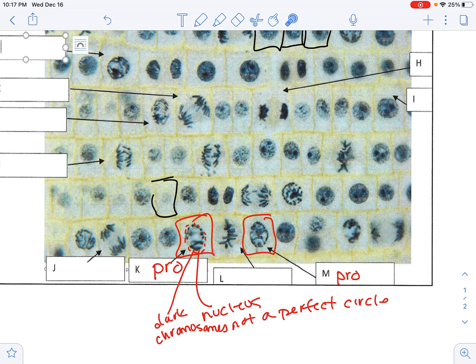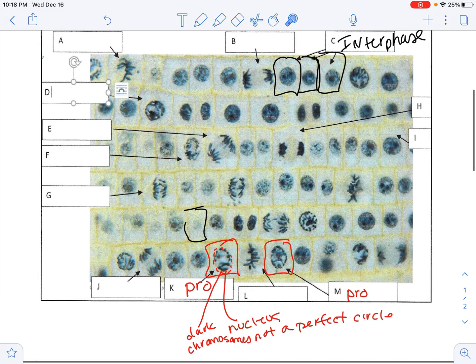Okay, so this one's interphase. This one's prophase. The other ones are pretty easy. Most people can tell, that one is anaphase, because you see they're moving apart. Here, as soon as there's space, that one's also anaphase.